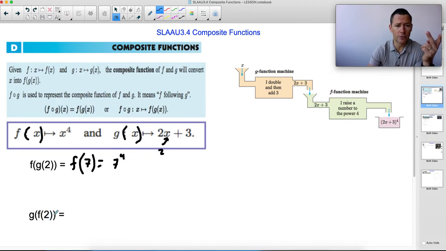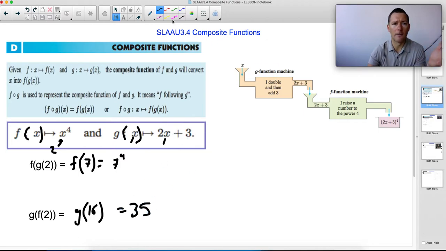You can say f of 2, which means figure out f of 2. I want that back. F of 2 first. So put 2 into the f, which is 2 to the 4th, so 2, 4, 8, 16. So this is really finding g of 16. And so you put 16 into g, and so this is really 2 times 16, 32, plus 3, 35.